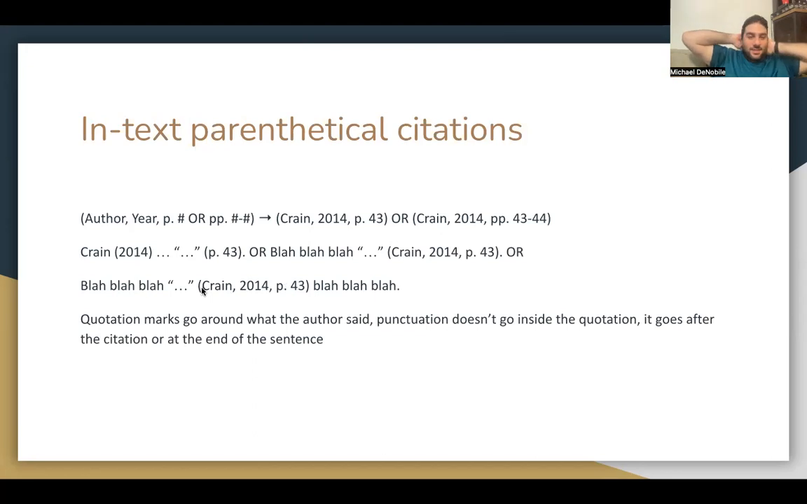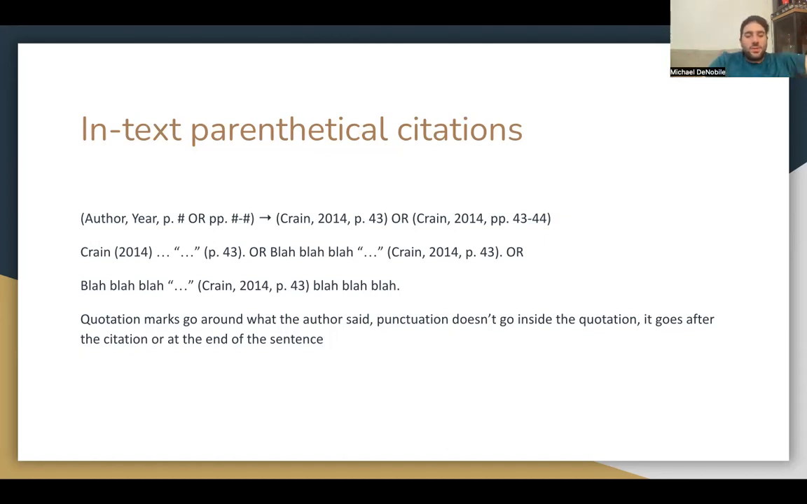In-text parenthetical citations. So the basic format is author, year, and page number, or if there's multiple page numbers, you put pp. 4-5. So here's another thing to bring up. It's not pg., it's p. That's it. So Crane, 2014, p. 43, or maybe you quoted something that was on the bottom of page 43 and went up to the top of page 44. Crane, 2014, pp. 43-44.